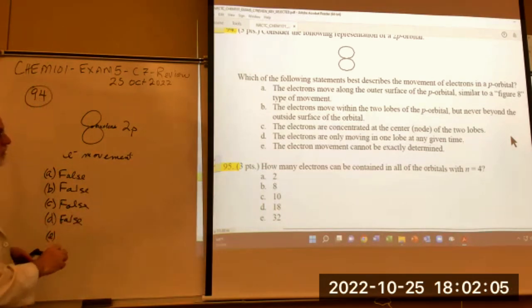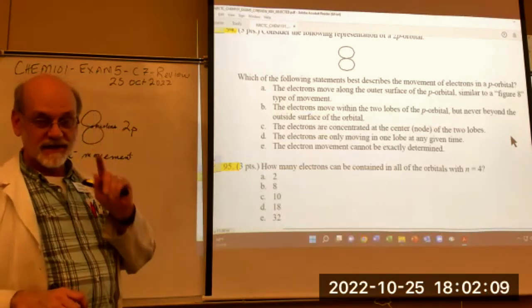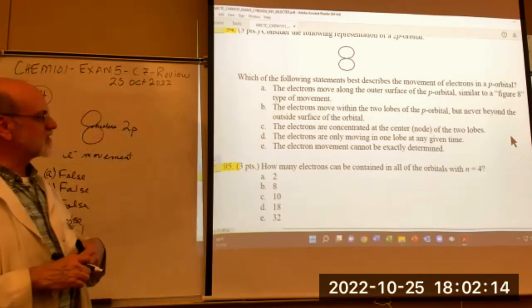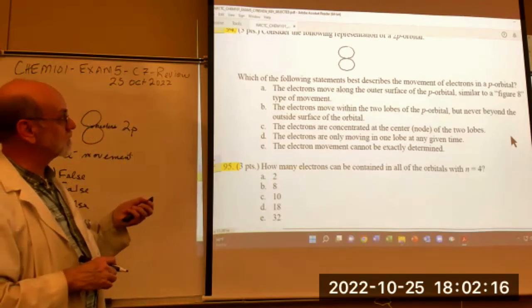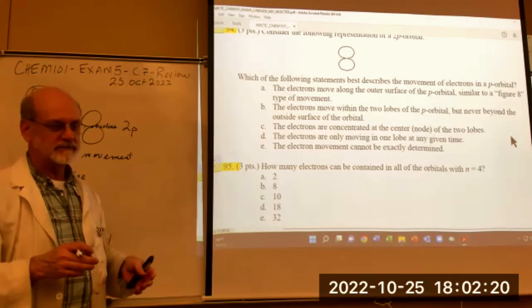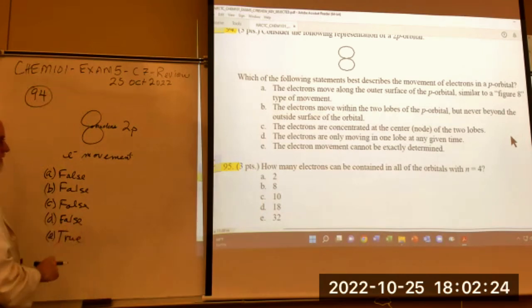E. The electron movement cannot be exactly determined. That is true. You can't say that the electron moves from here to here and back again with any degree of certainty. So E is true.